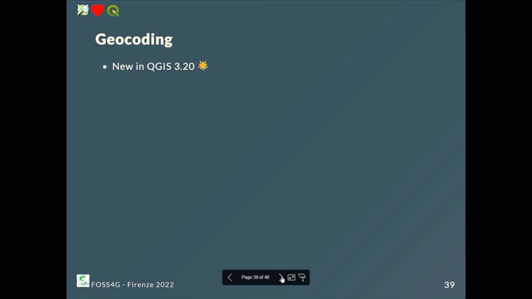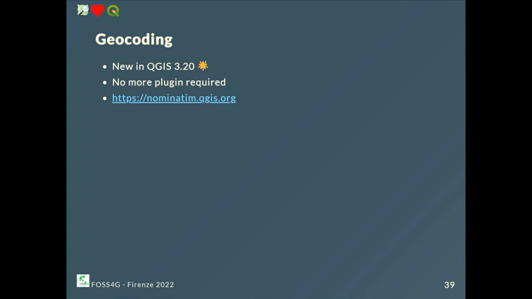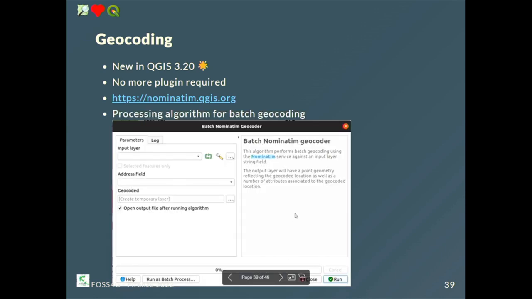About geocoding, that's new in QGIS 3.20. Before it was a plugin, but now it's integrated by default thanks to a new server, nominatim.qgis.org. So they included a new batch Nominatim geocoder. If you have a lot of addresses for which you want the geometry, it will use this server in the background and ask for the point.